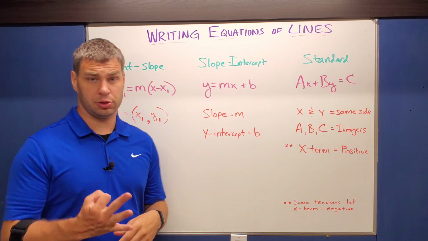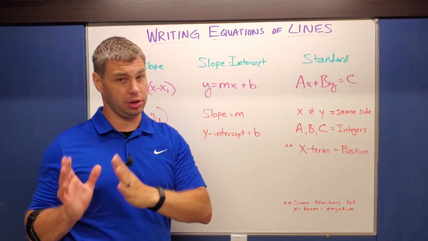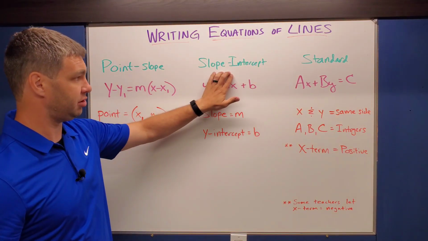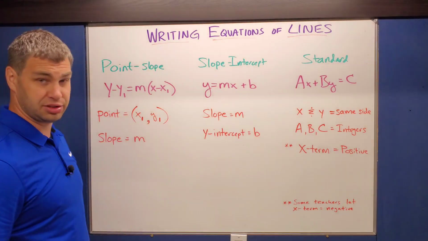All right, now that we know the three forms that our lines can be in, today we're going to focus on writing the equations of these lines, probably given one form and then switching it into another. And more than likely, you're probably going to switch it to either slope-intercept or standard form. So just a reminder, these are the stipulations for each of the forms.